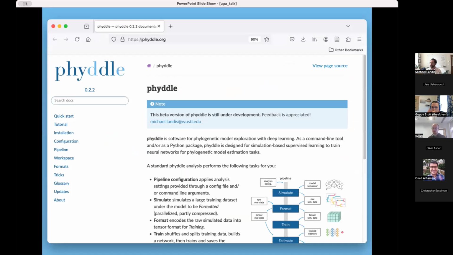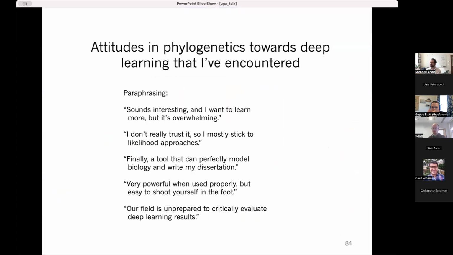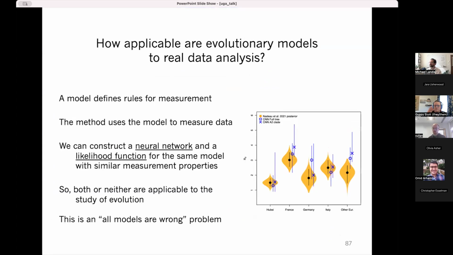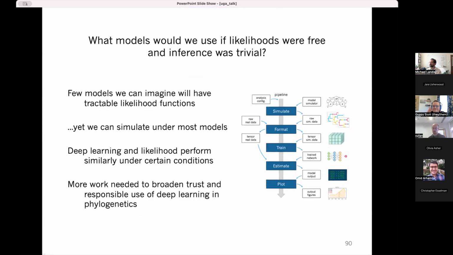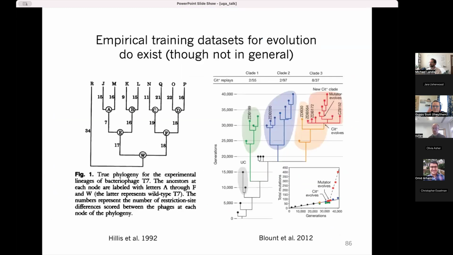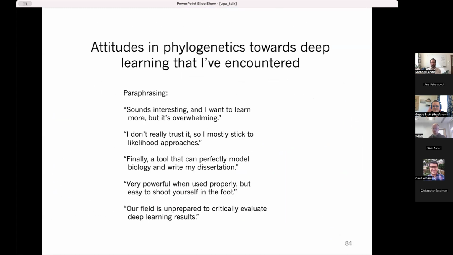We have a website with documentation. And I'm just going to stop here because I think this is probably the most interesting part for discussion.